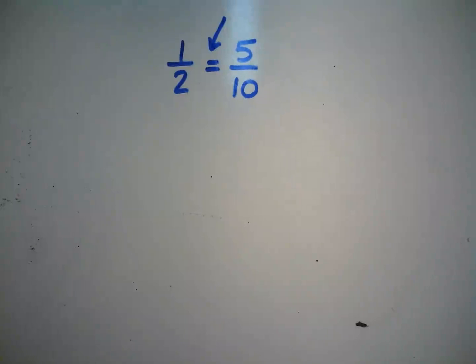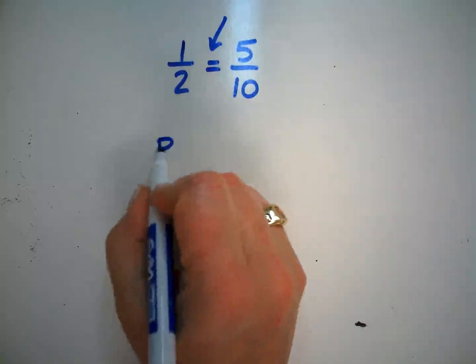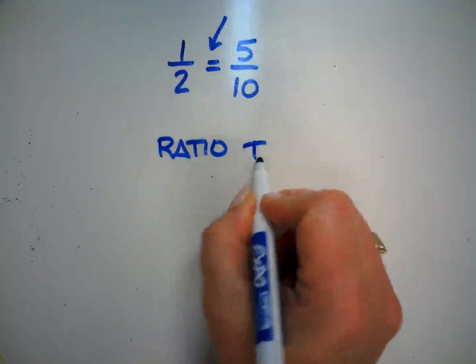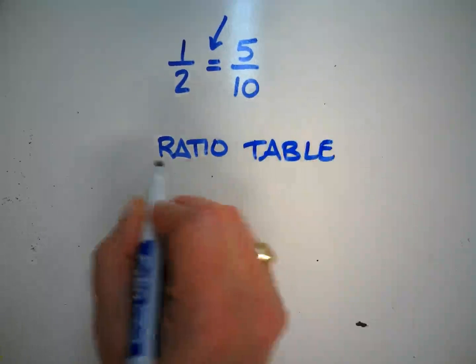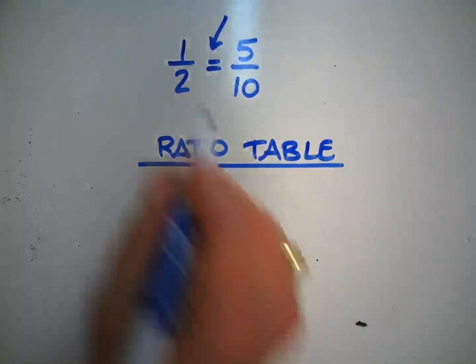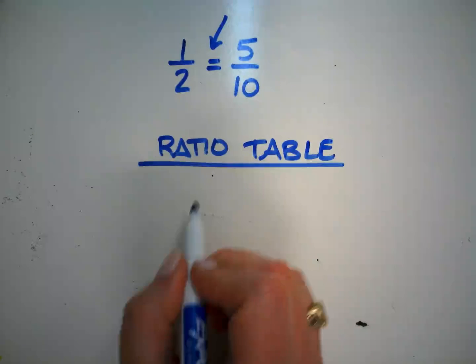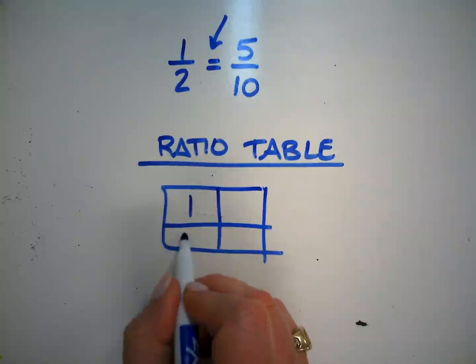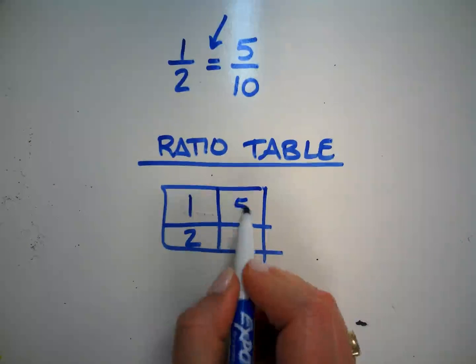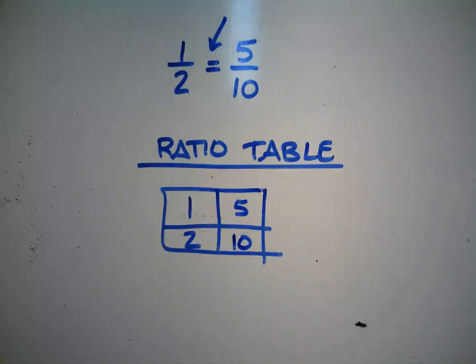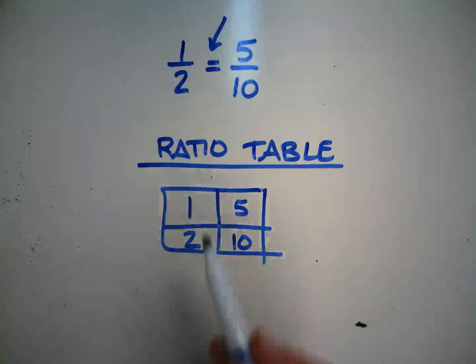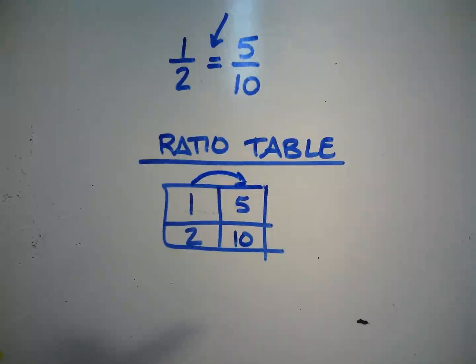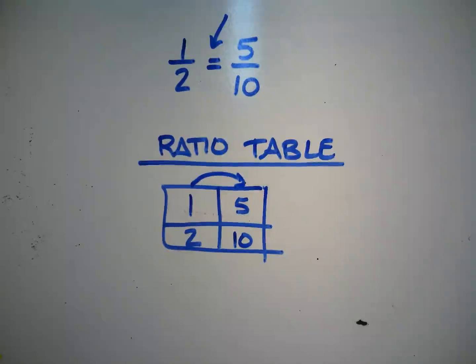So method number 2, I'm going to call it the ratio table method. Okay, the ratio table method. So let's just say that we put these guys in a ratio table. So instead of 1/2 that way, we're going to make a box. We've got 1/2. We've got 5/10. Now, if these are in proportion, whatever we did to get from one number to the x on the top, we also should be able to do on the bottom. So how did I get from 1 to 5 on top? Times 5.